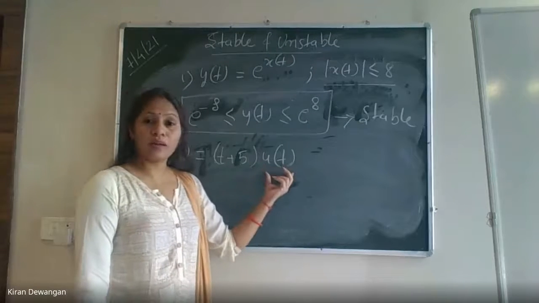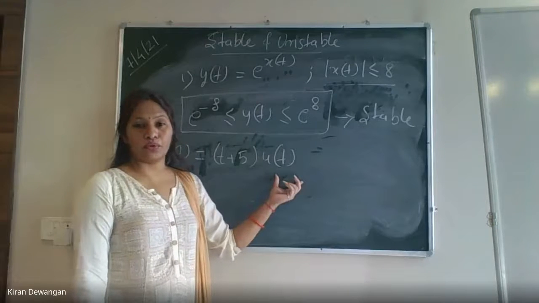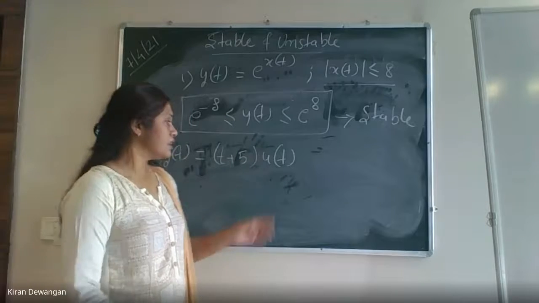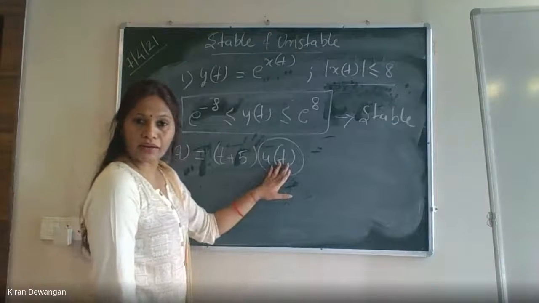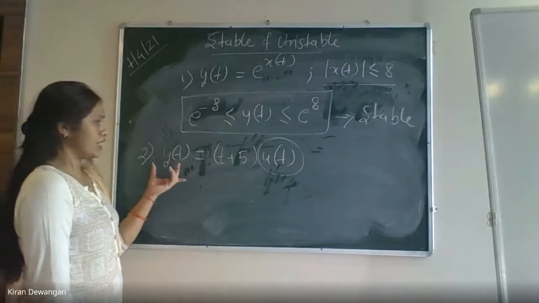We are not talking about the value of t here. We are talking about the magnitude of the input, and the magnitude is 1. Okay? Magnitude is 1. This is going to be bounded. Alright, this is bounded. We are okay with this, that this is a bounded signal. But what is y(t)?